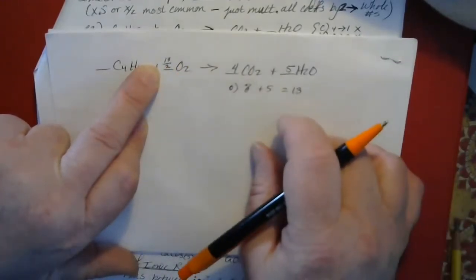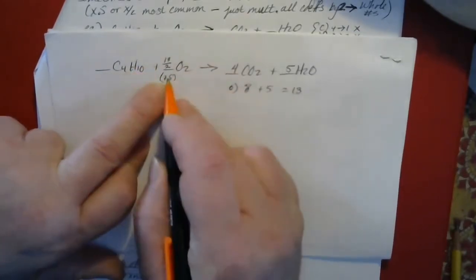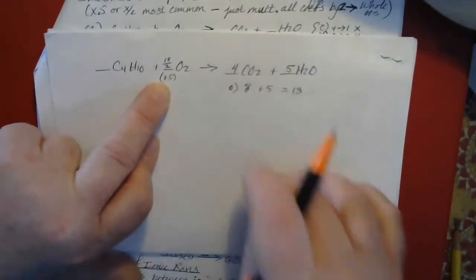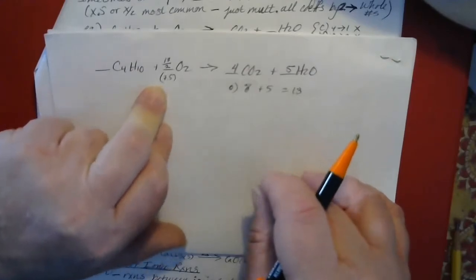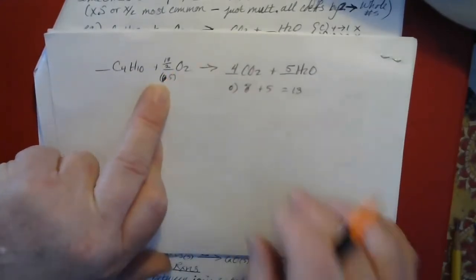Or you can think of it as 7.5. 7.5 times 2 is 13. No, sorry, 6.5. 6.5 times 2 is 13.